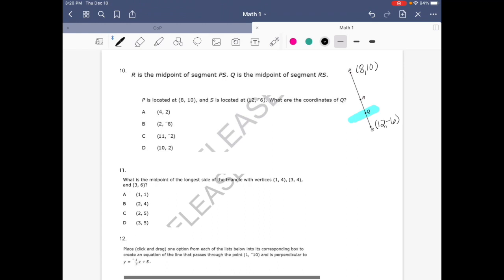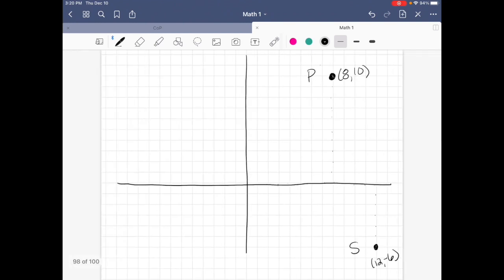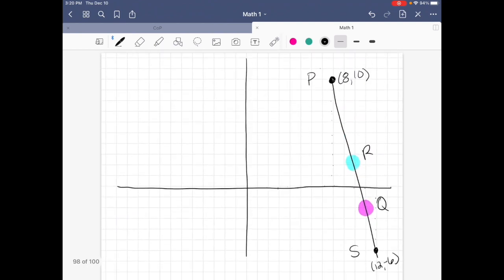And it said that Q is the midpoint of R and S. So R is at the midpoint, and then Q is at the midpoint of that. So if I have this graph here, we're not even going to do a formula for this one, we're going to estimate the middle. So if I estimate the middle, we're looking somewhere around here for R. So we'll say this is R. And then once I estimate the middle of that, we're looking somewhere in this direction. That would be Q. So which point out of our answer choices gives me that point?